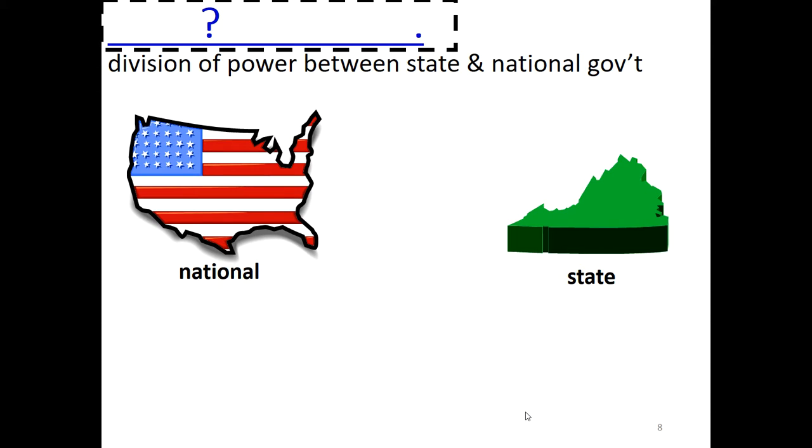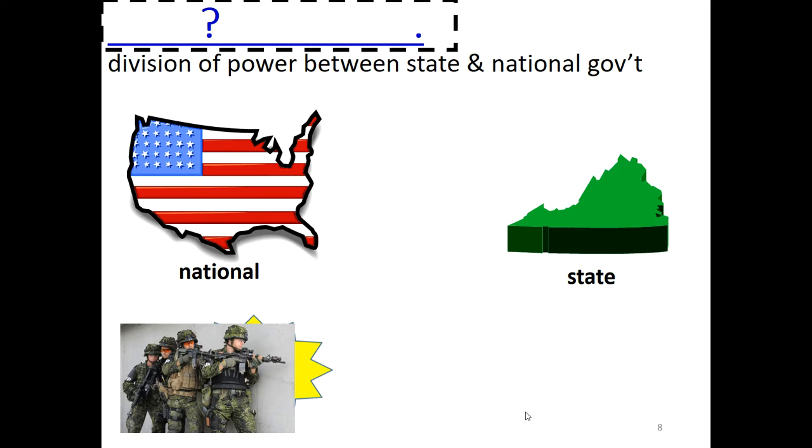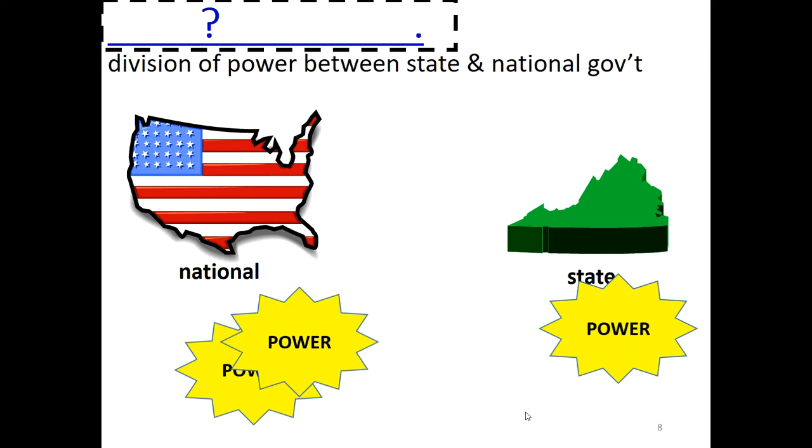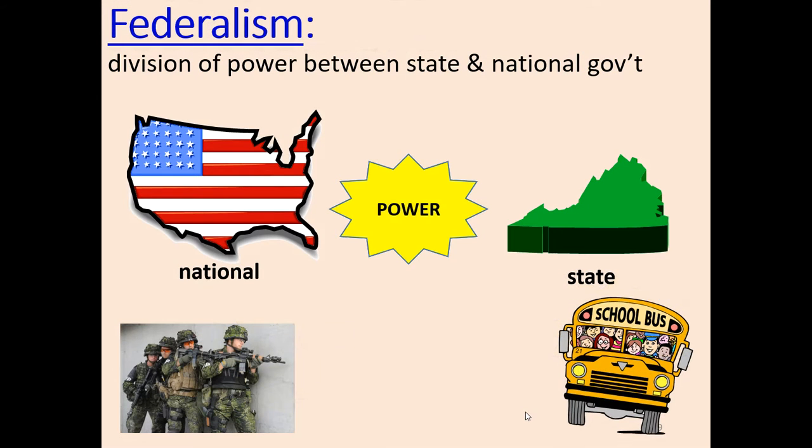What was this? This was our last video. What word do we use to describe the division of power between the state and national government? Remember, the national government has certain powers, roles, and responsibilities. Our state government also has certain powers, roles, and responsibilities. We divide it between the two. What word do we use to describe this division? It was in our last video, and it's called federalism. And that is the style of government that we have today.